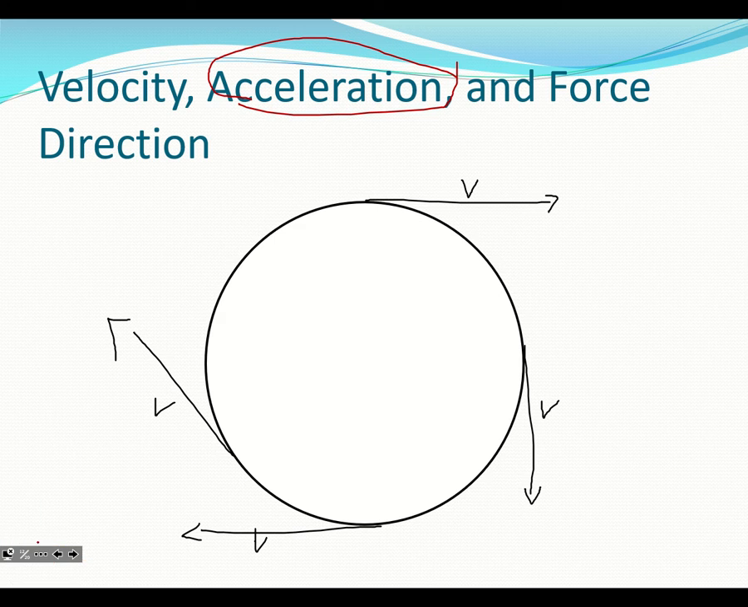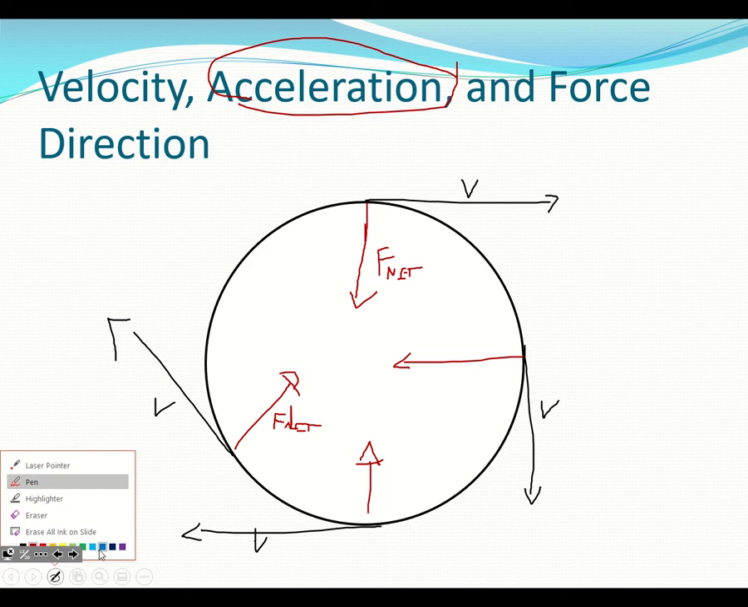In order to make it move in that direction, my net force has to be towards the center of the circle, right? And if it's here, it's towards the center of the circle. Here it's towards the center of the circle. Here it's towards the center of the circle. So my net force always has to be towards the center of the circle.